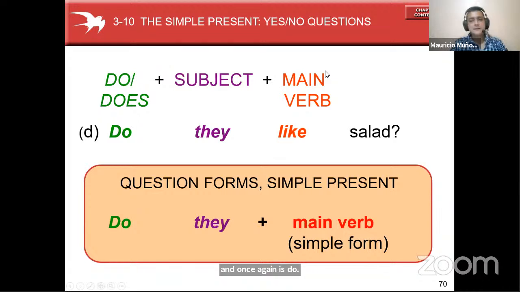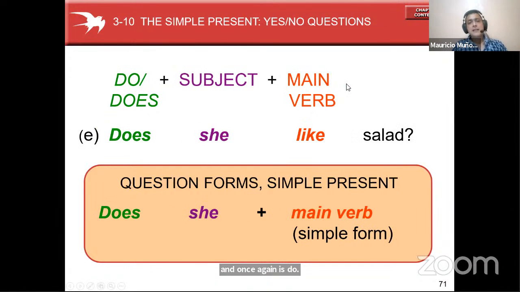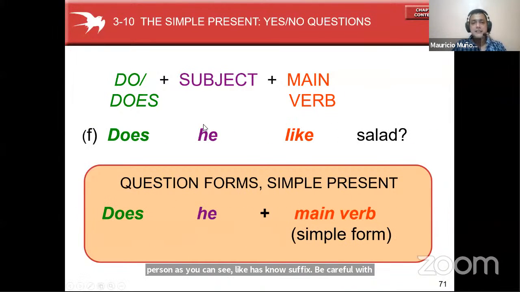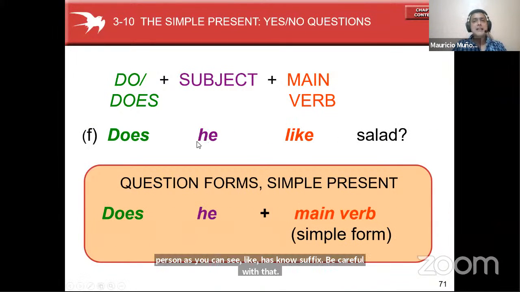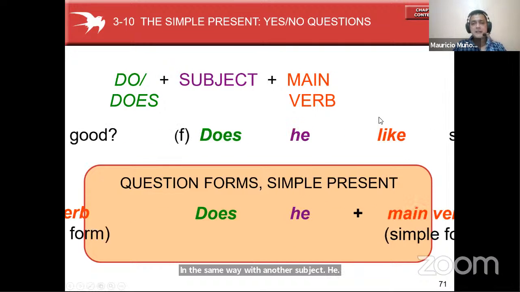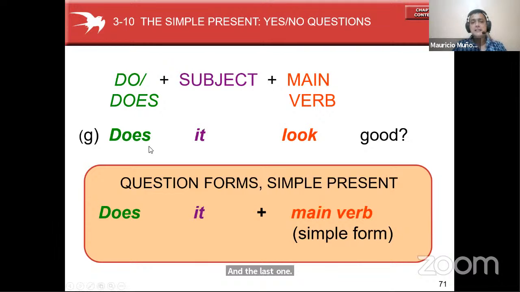Do they? Good. Now, for the third person, the third persons, their auxiliary is does. Does she? Does she like salad? And even though it's the third person, as you can see, like has no suffix. Be careful with that. In the same way with another subject, he. Does he? Does he like salad? And the last one, it. Does it look good?